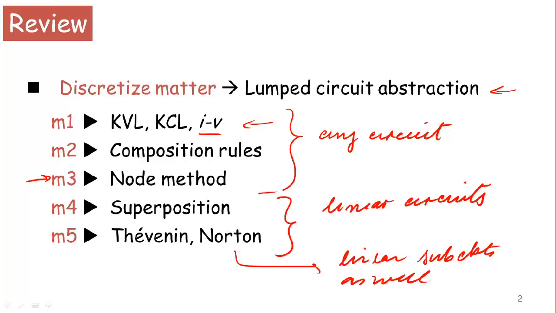So if you have a big circuit, and the whole big circuit may contain linear or nonlinear elements, it could be an arbitrary circuit, but if you can carve out some part of the circuit that is linear, then you can apply these methods to that sub-circuit as well. We will use this trick in some of what we do today.